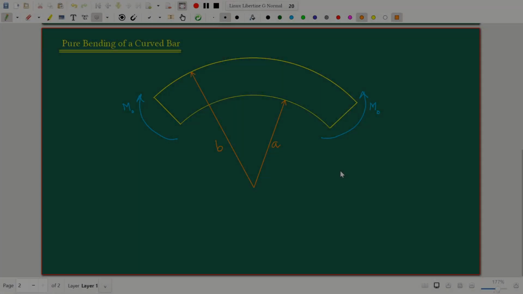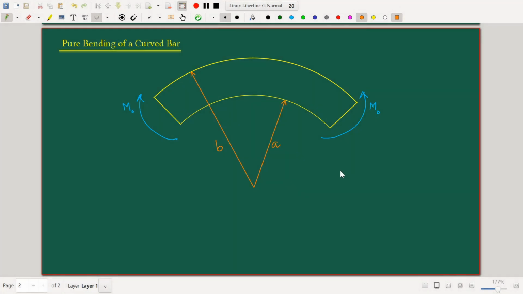Hello everyone. So in this lecture, we are going to discuss another problem from 2D elasticity, where the polar coordinate system will be utilized. And this is the problem of the pure bending of a curved bar. Now, as you can see in this diagram, we have this thick curved bar and it is subjected to this kind of pure bending moments which are externally applied.